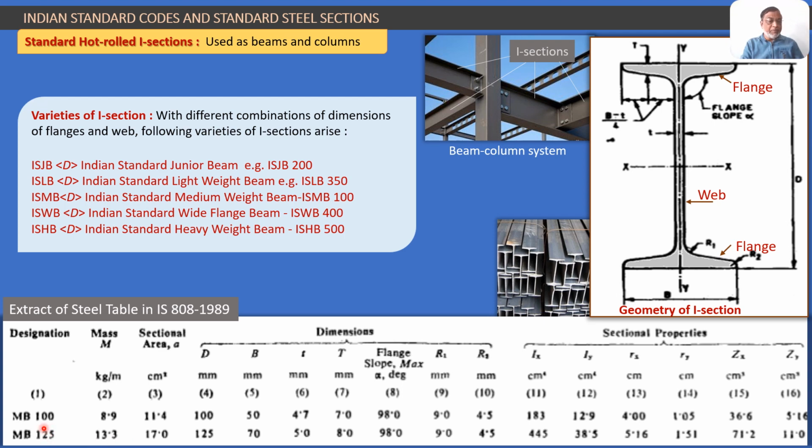Like this the table continues for pages and you can get the values of all these standard sections of the 5 designations, and in those designations some 20-30 varieties of dimensions. So like that you get the data for the sectional properties and dimensions for all standard I sections in the steel table in IS 808 1989. So this was all about the standard hot rolled I sections.